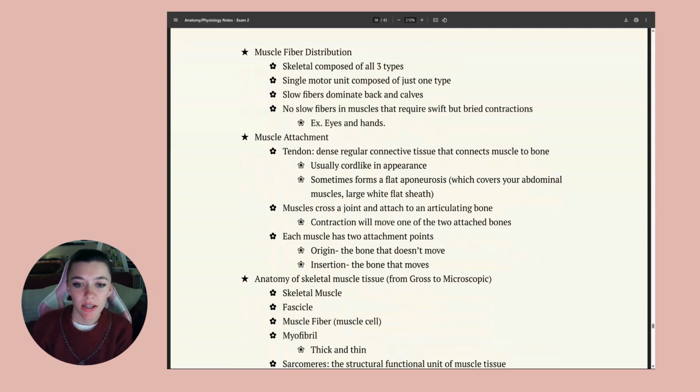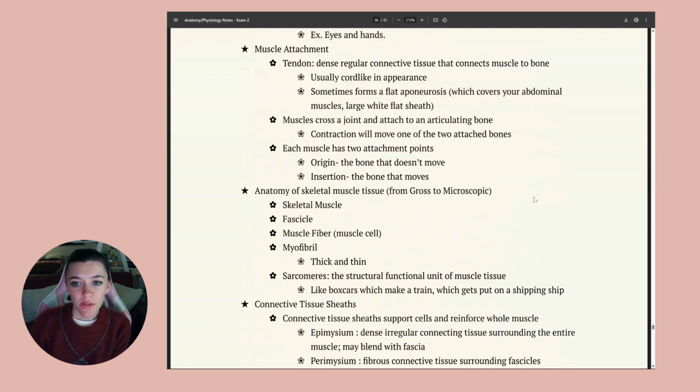Muscle attachment has tendons. Tendon, dense, regular connective tissue that connects muscle to bone, usually cord-like in appearance, and sometimes forms a flat aponeurosis, which covers your abdominal muscles. It's like a large white flat sheath. Muscles cross a joint and attach to an articulating bone. Contraction will move one of the 2 attached bones. Each muscle has 2 attachment points, origin and insertion. The origin is the bone that doesn't move, and then the insertion is the bone that does.